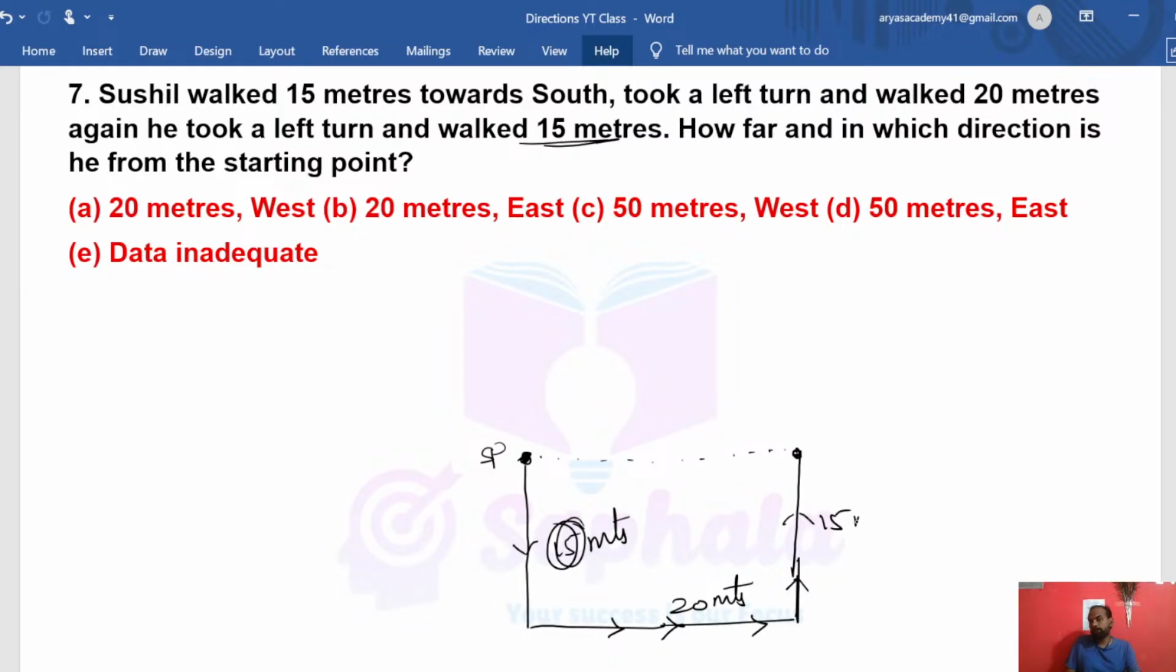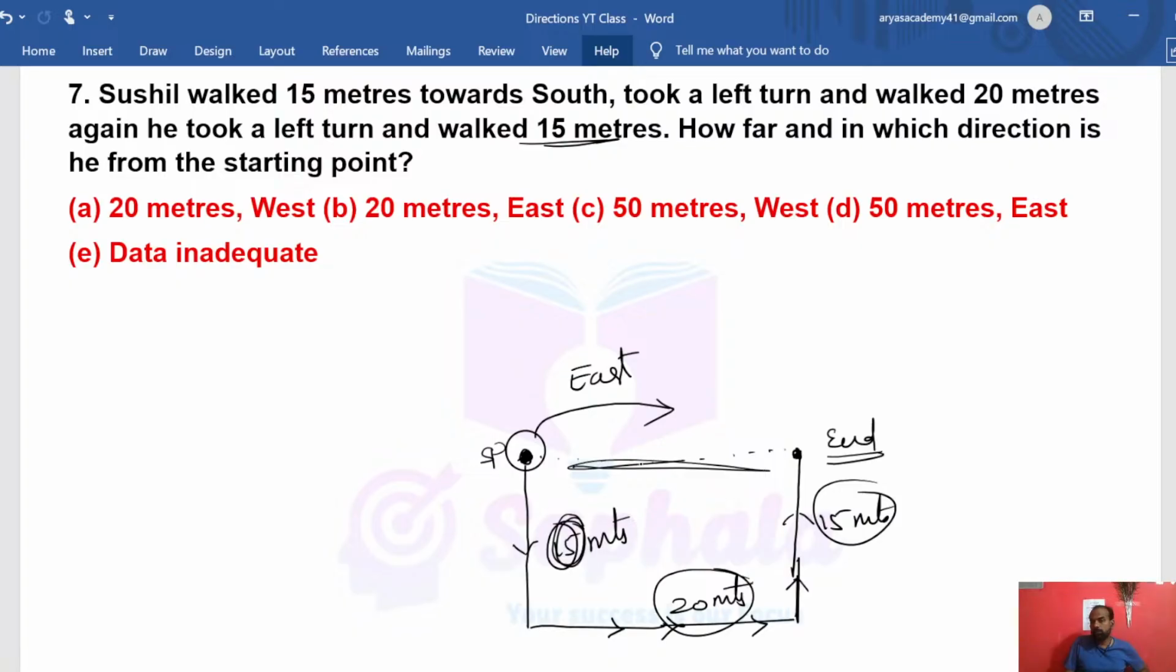So this is also given as how much? 15. If this is 15 and this is 15, they have to be of the same length. It implies that the starting point and the ending point both are in the straight line. How far and in which direction is he from the starting point? Starting point is here. So what is the direction? East. Obviously the ending point is towards the east of starting point. What is the distance? If this is 20, this also must be how much? 20 meters only. So you can say that it is 20 meters towards the east. Option B is the right answer.